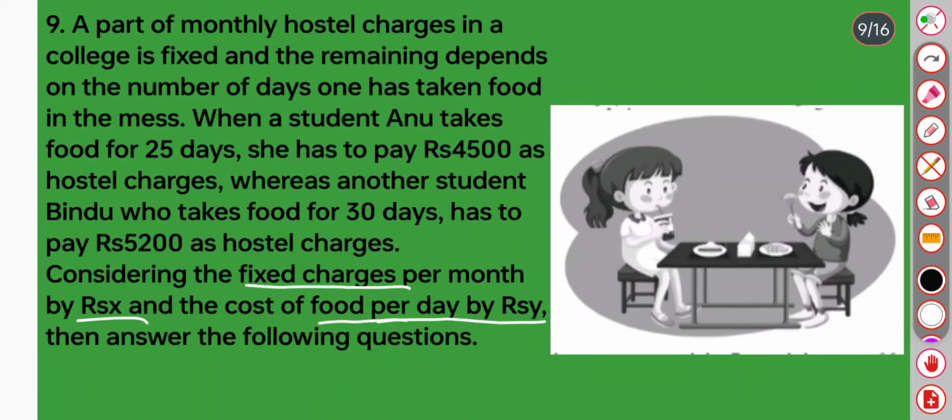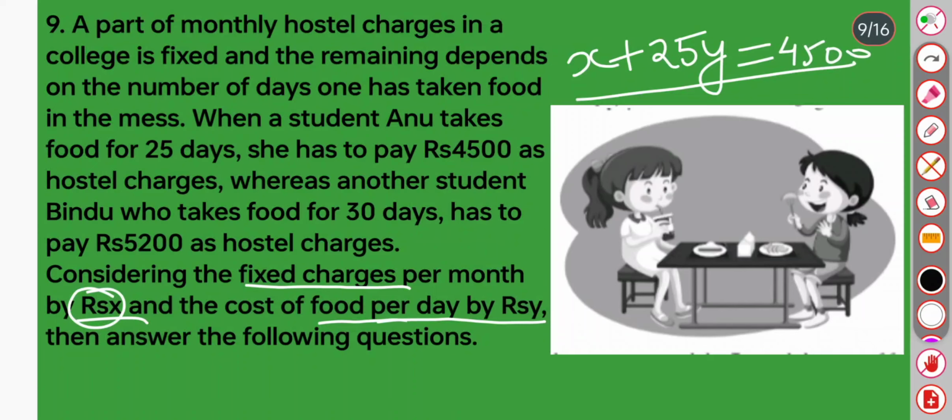Now it is already mentioned that the fixed charges we have to take as rupees x. If I take fixed charges as rupees x, for how many days does Anu stay in the hostel? 25 days. So for 25 days she has to pay 25y, since per day for food she has to pay rupees y. So altogether how much does it cost? 4500. So this will be the equation for Anu.